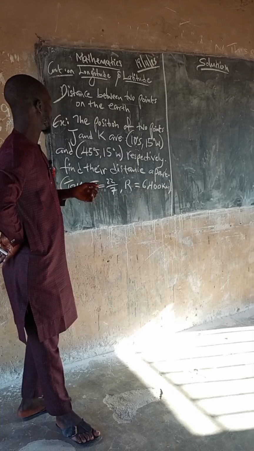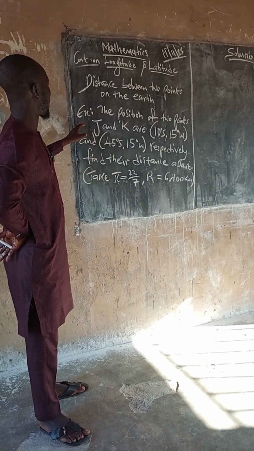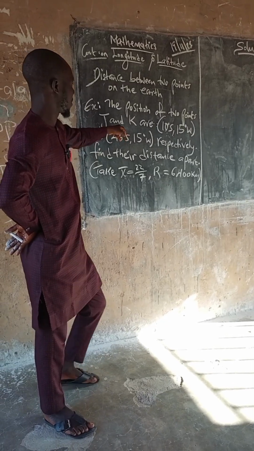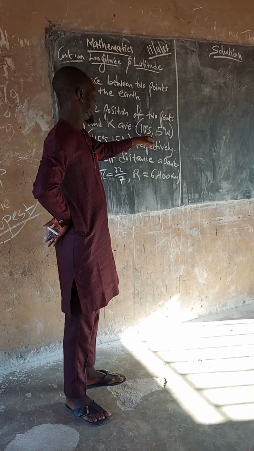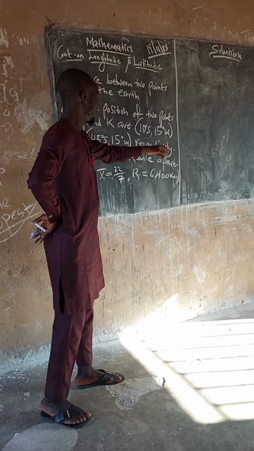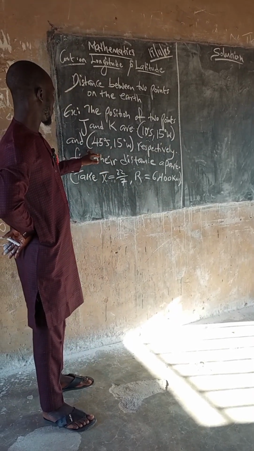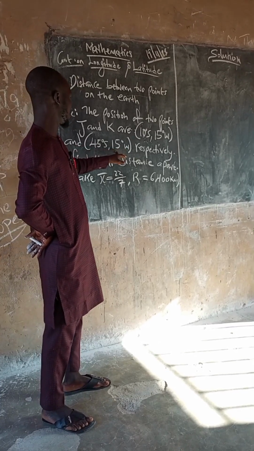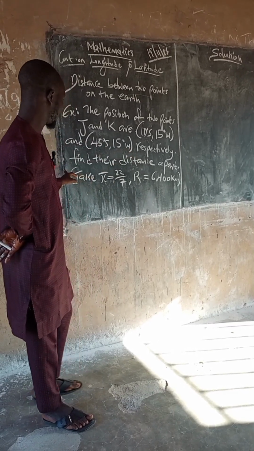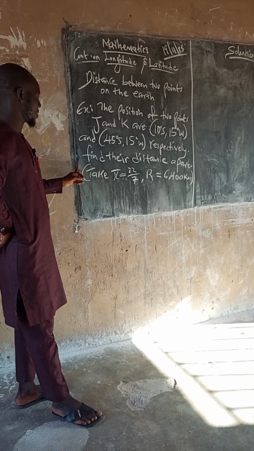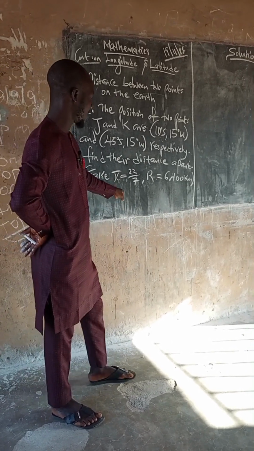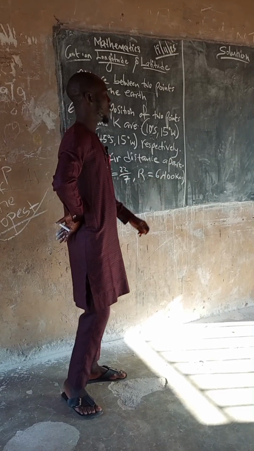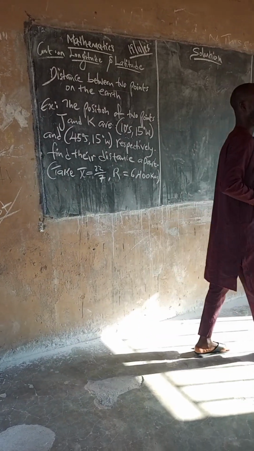We have a question given to us on the board. The question says the positions of 2 points J and K are latitude 10 degrees south and longitude 15 degrees west, and the second point is latitude 45 degrees south and longitude 15 degrees west, respectively. We are asked to find their distance apart, taking pi to be 22/7 and the radius of the earth to be 6,400 kilometers.